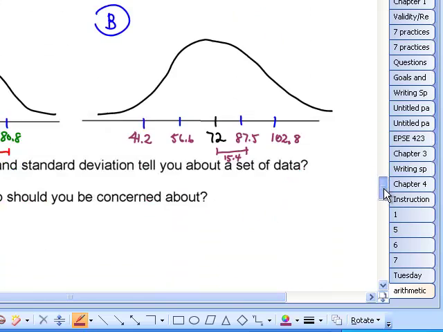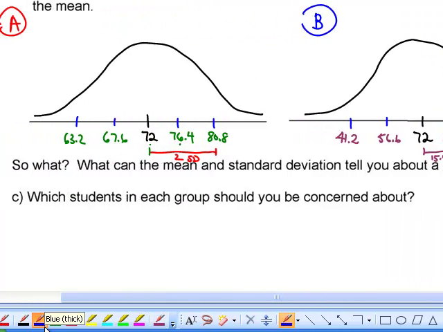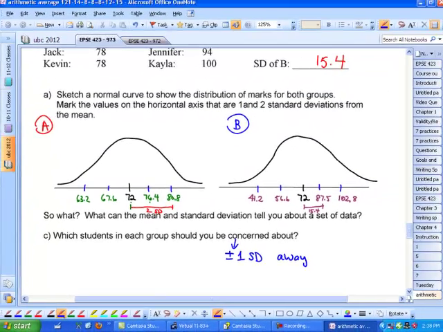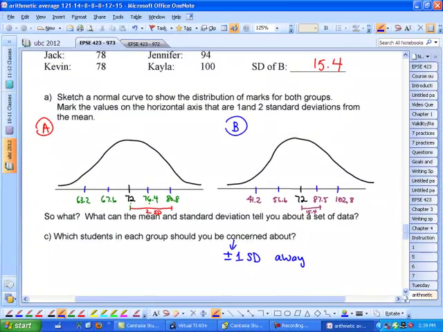No. So maybe in this group, instead of looking at those that are 2 standard deviations away, we should really be looking at those who are plus or minus 1 standard deviation away. Really, I'm not concerned about those that are more than 1 standard deviation above, but in particular, how about the students, right? We should look at students who are less than 1 standard deviation away.